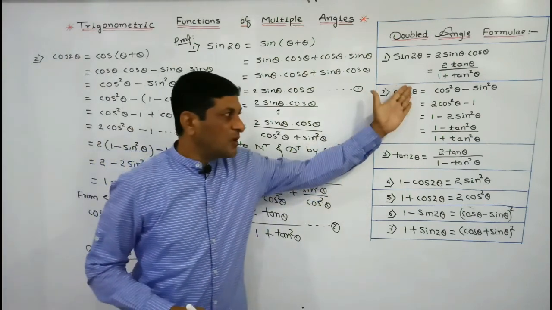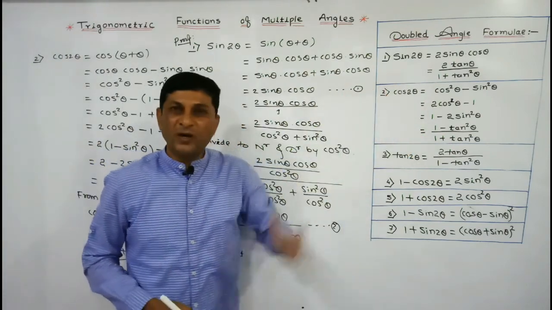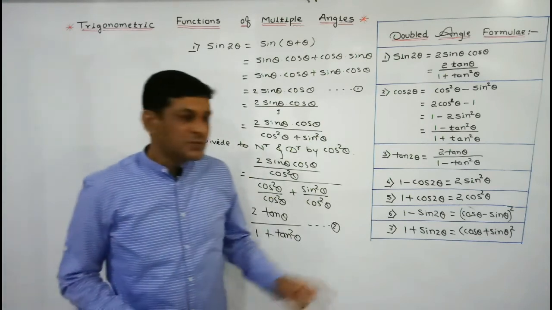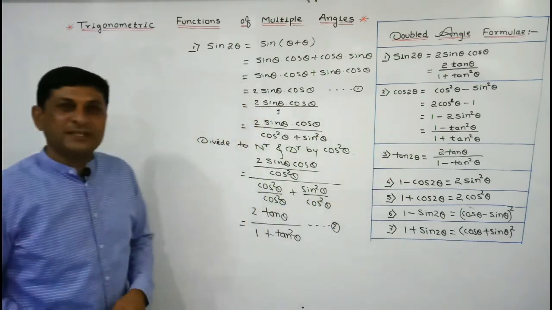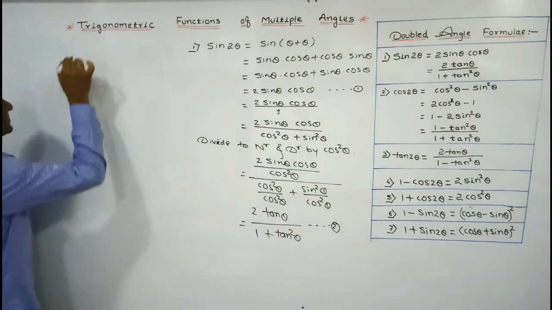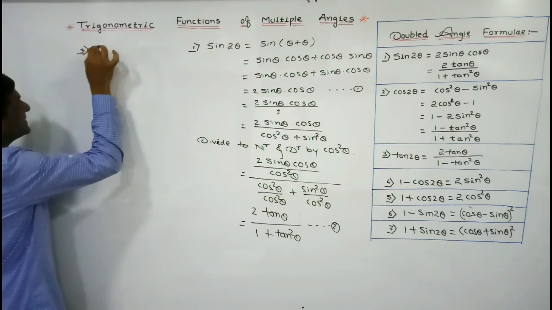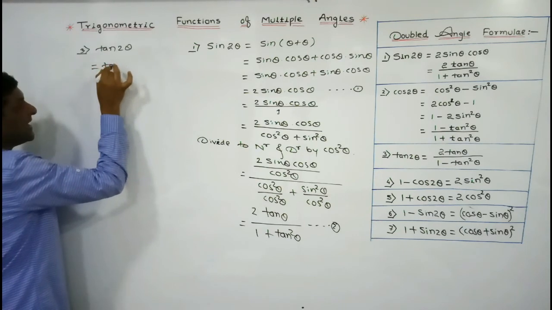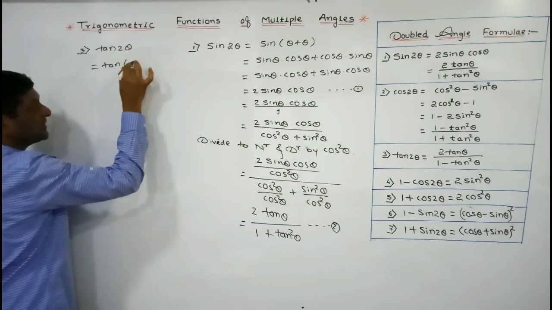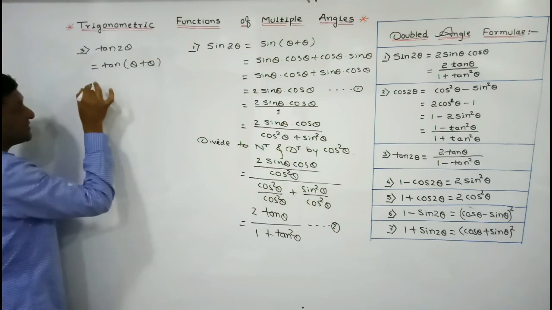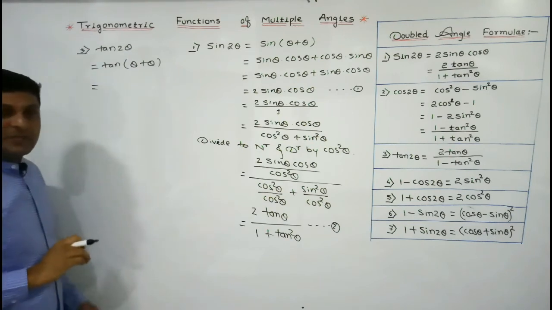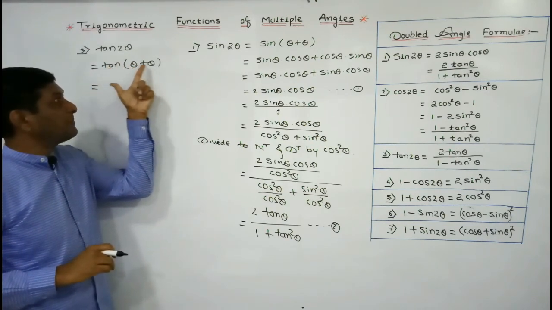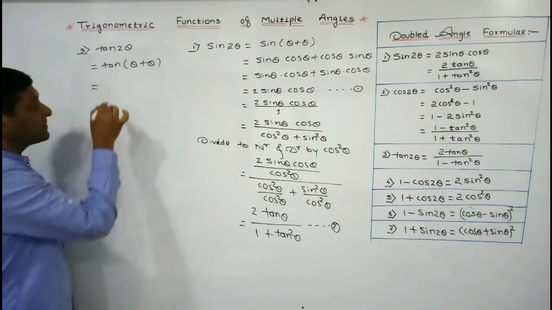In this way, we have got all the 4 values of cos 2 theta. Now let us try to prove the third important formula, that is tan 2 theta. So observe the proof here. We have considered the left hand side, tan 2 theta is equals to tan, keep it as it is. Here also 2 theta can be split up as theta plus theta. Now we have arranged the term in the form of which formula? Tan A plus B.